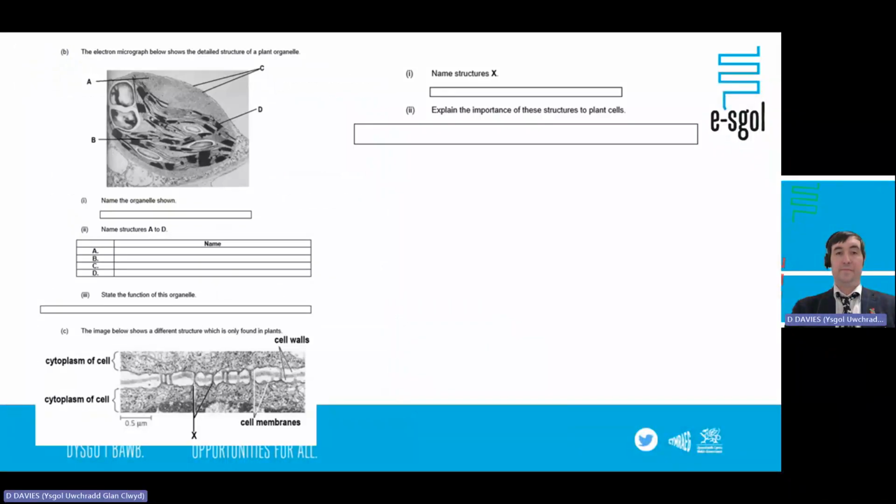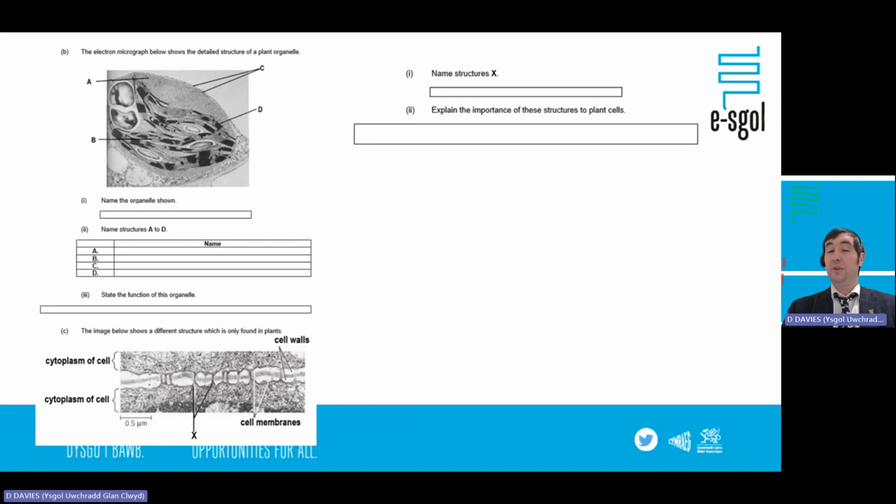So here are some more questions. Remember, you can pause the video at any time if I'm going too fast, or you need to for you to write the answers down. Here we've got an organelle that's got stacked membranes inside it. Stacks of things inside.